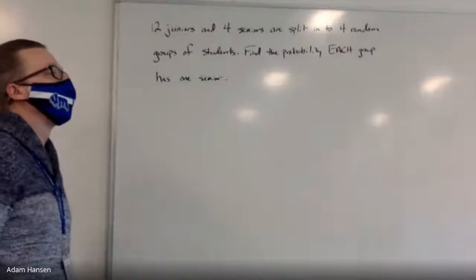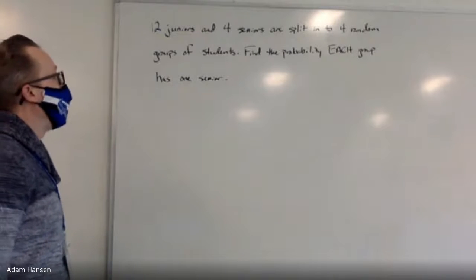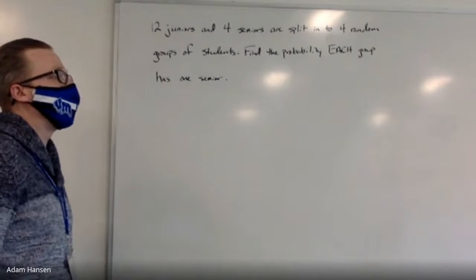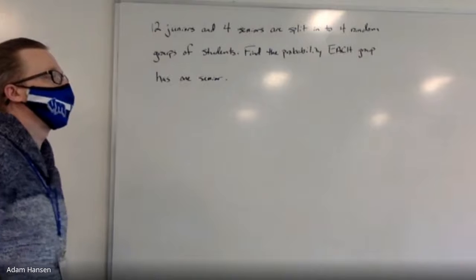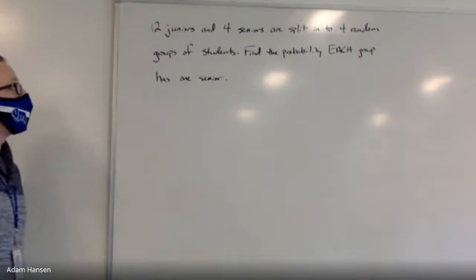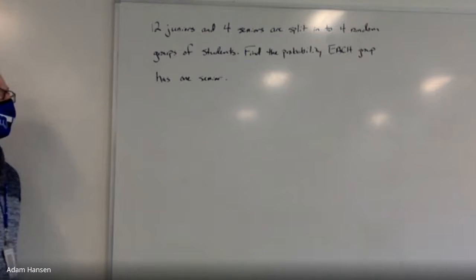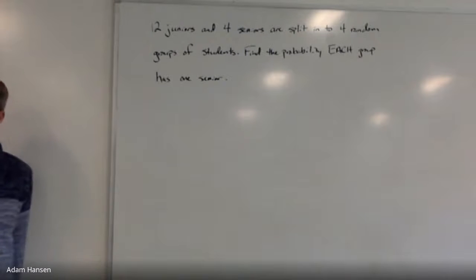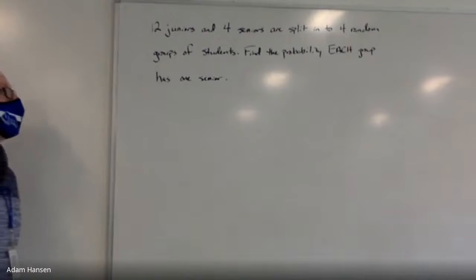Grouping students. I have 12 juniors and 4 seniors. How many people is that? 16. I'm going to split that into 4 random groups of how many students? 4 groups of 4, right? 12 juniors and 4 seniors are split into 4 random groups of 4 students. Find the chance that each group has 1 senior. So I split the 4 seniors evenly across each of the 4 groups.